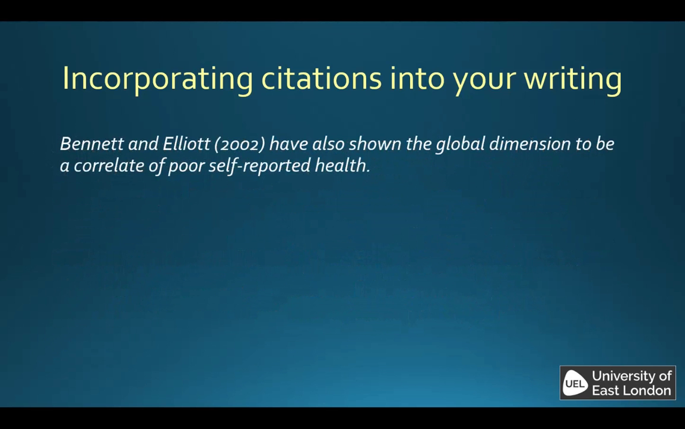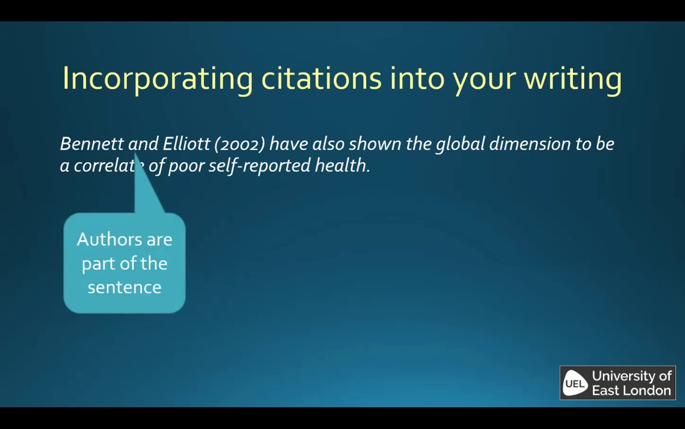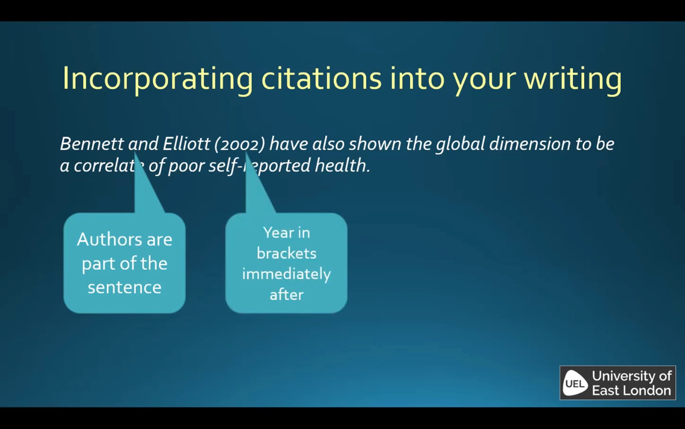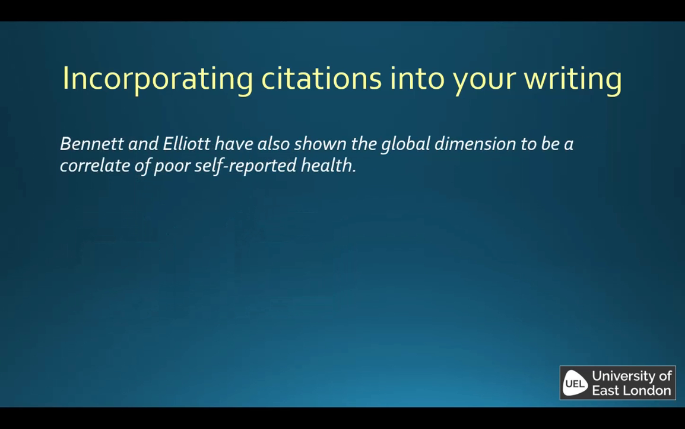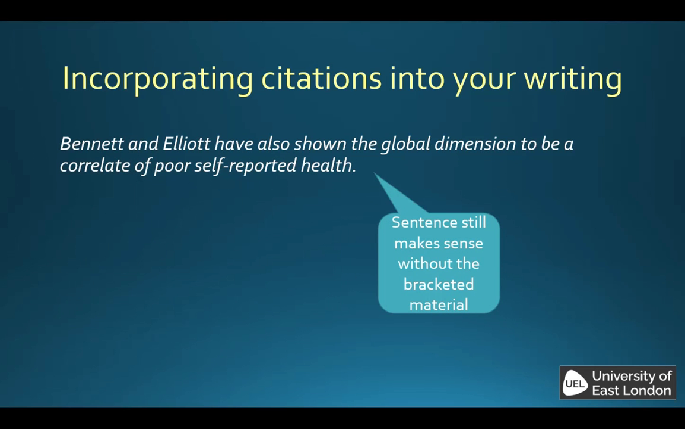The other main method of incorporating a citation is by mentioning the author directly in your sentence and placing the year immediately afterwards, in brackets. The key thing to notice here is that the author's names actually form part of the sentence, while the year is now an aside, in brackets, on its own. Your sentences should always make sense, even after any information in brackets is removed.